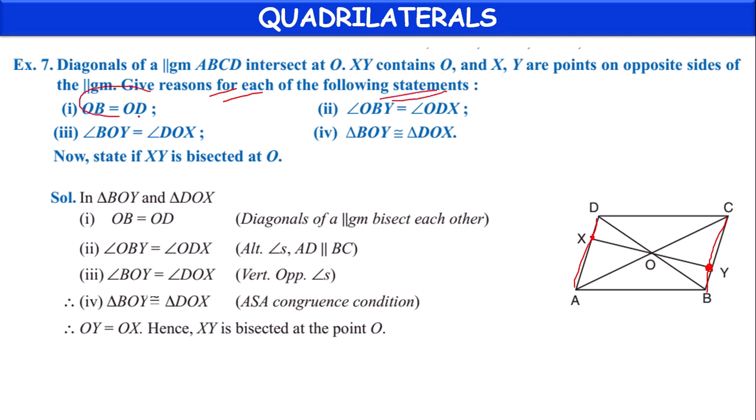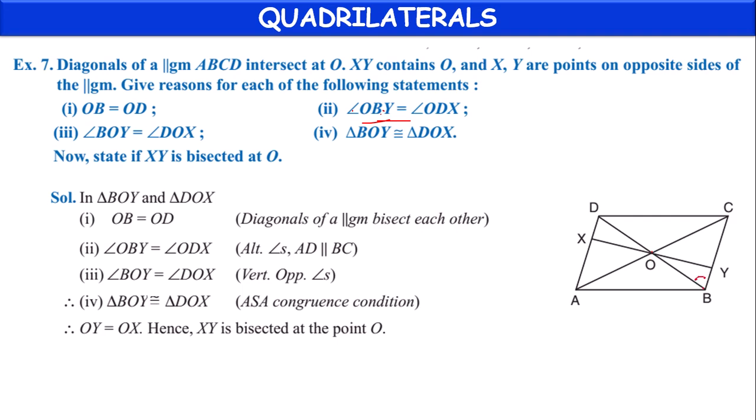Why does OB equal OD? Because the diagonals bisect each other. So that's why OB equals OD. That is the reason.